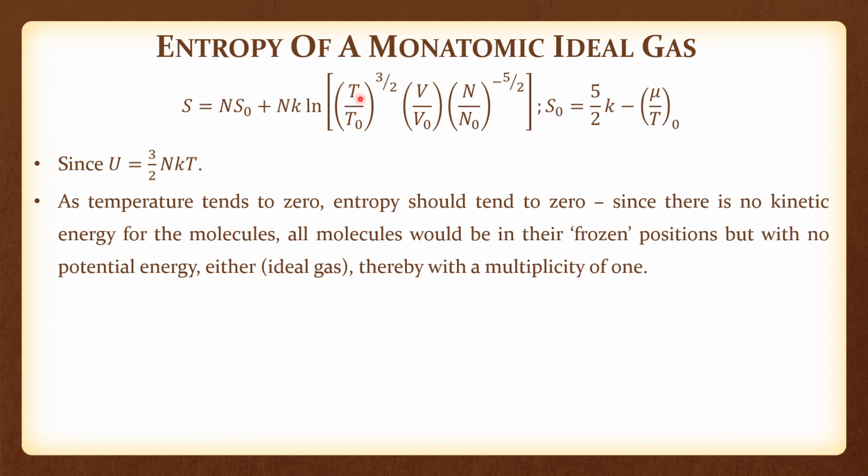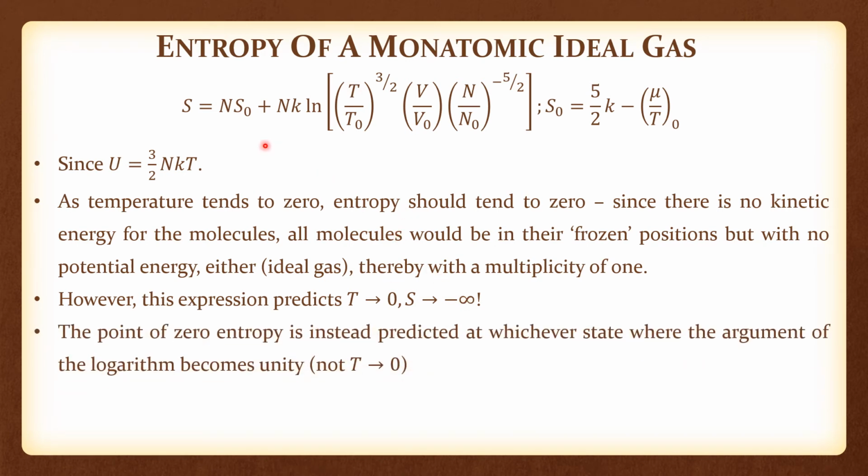By the way, here what has happened is instead of U being kept, we have substituted U is equal to 3 by 2 NkT and expressed S as a function of T, V, N, because now we want to look at this relationship of entropy and temperature. So as T tends to 0, S should tend to 0. But as T tends to 0, what does this expression predict? This expression predicts that S will be given by ln of 0, which will be negative infinity. So the point of 0 entropy is not where temperature is 0, but wherever this quantity becomes 1. Wherever the quantity in the square brackets becomes 1, that is where entropy is becoming 0. Not where it should, which is at temperature tending to 0.